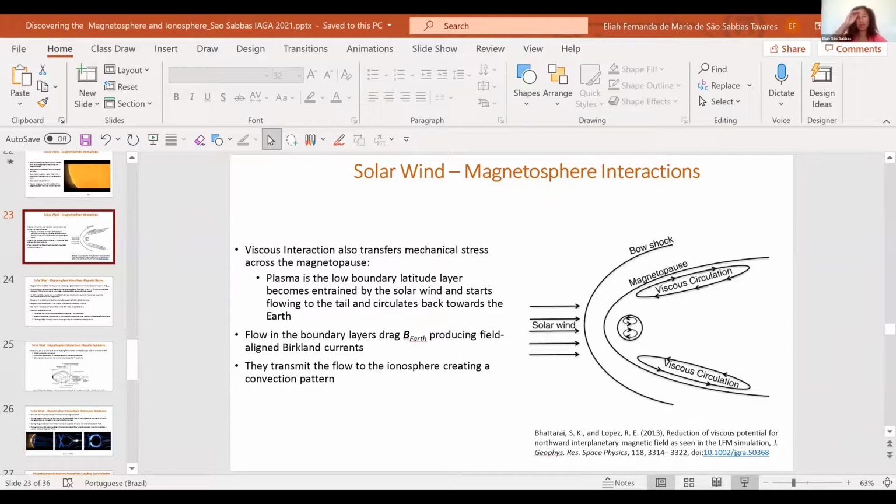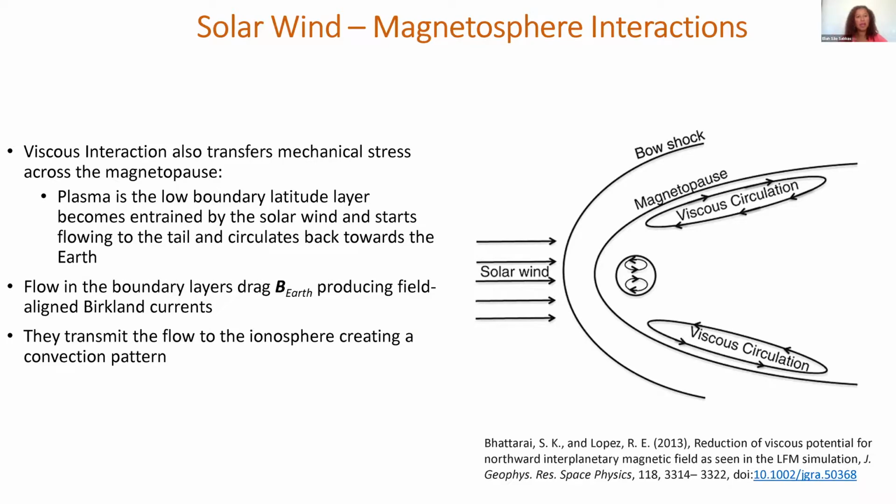Yeah, so in a way, it's similar to the main mechanism, which is the Dungeon cycle, because it's transferring the stress that's coming from the solar wind into the magnetosphere. It's coming across the magnetopause, but the way that the currents flow is different.